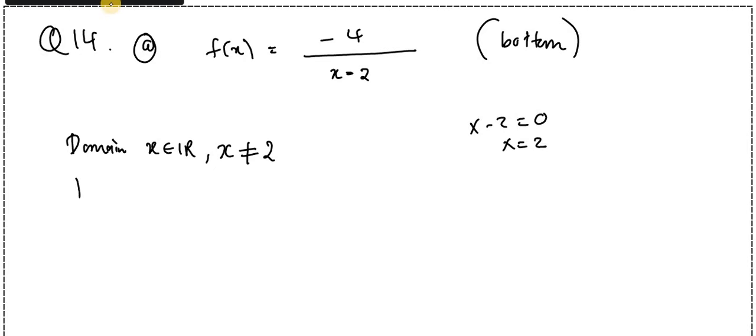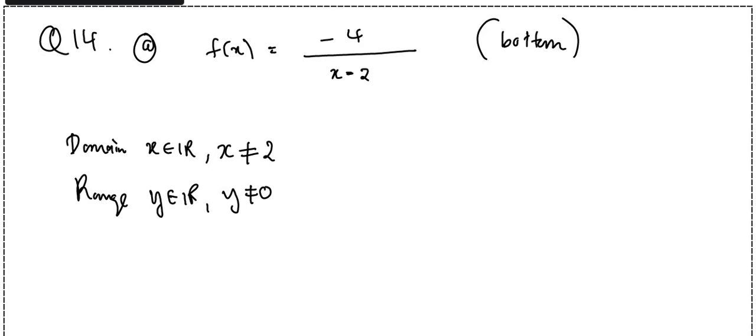Then for this case, the range is fixed. The range is always going to be all real numbers, but not 0. So y should be allowed for all numbers, but not 0. That's simply the range. It's fixed. It's always going to be like this, provided it's bottom heavy, meaning the denominator has x, or it's at a higher degree as compared to the numerator.